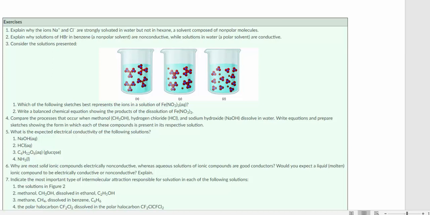Number 3, consider the solutions presented, and we have this image, X, Y, and Z. Number 1, which of the following sketches best represents the ions in a solution of iron nitrate? Iron nitrate is an ionic compound. As an ionic compound, we can look at it as a strong electrolyte. So we would have ions in water.